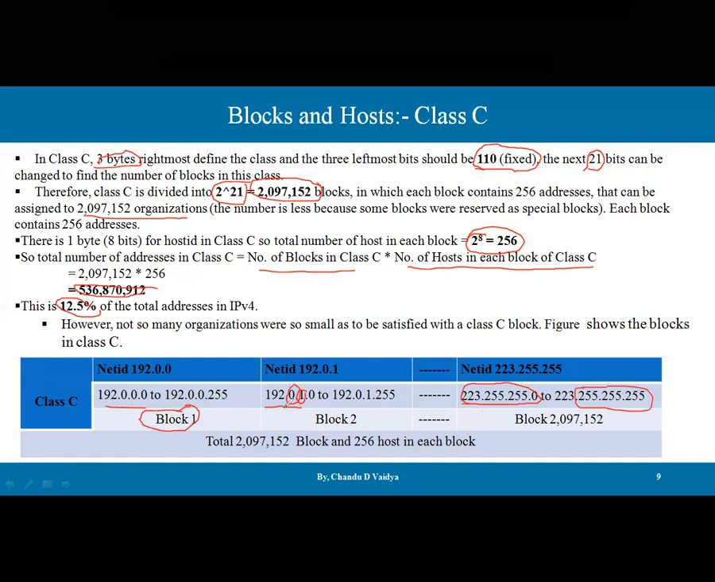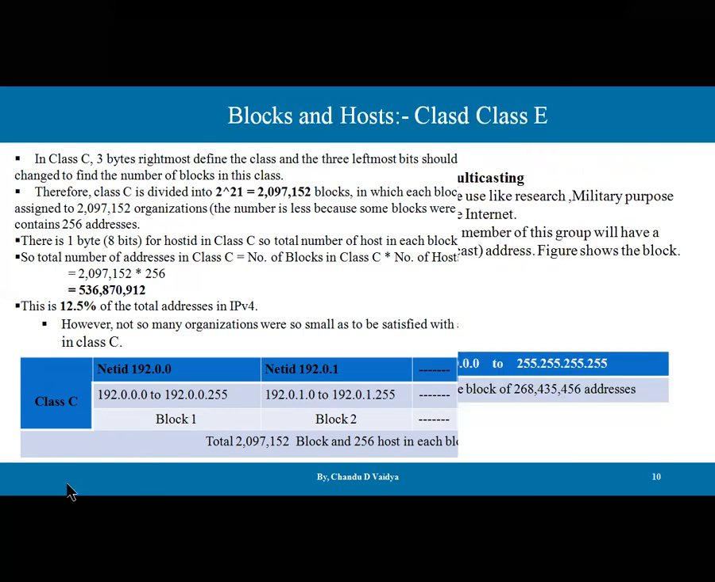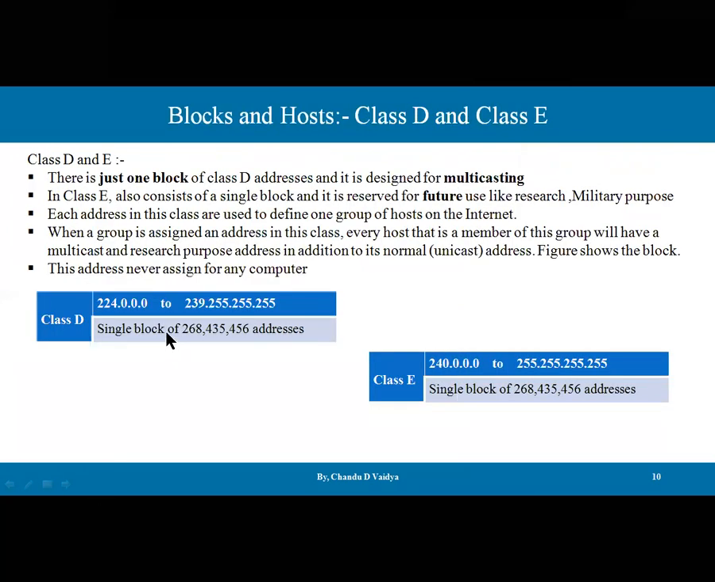Okay, so we are going to discuss more about the numericals in the next lecture, guys. Here we have discussed the net ID and host ID, and how many host IDs and net IDs are available for the 3 classes. Now let's talk about the last classes, class D and class E. Here there is only one block available in each. Class D is used for multicast purposes, and class E is reserved for future use, like research and military purposes.